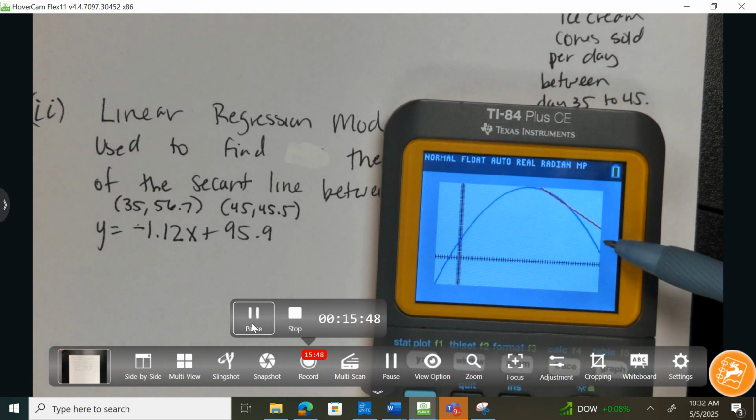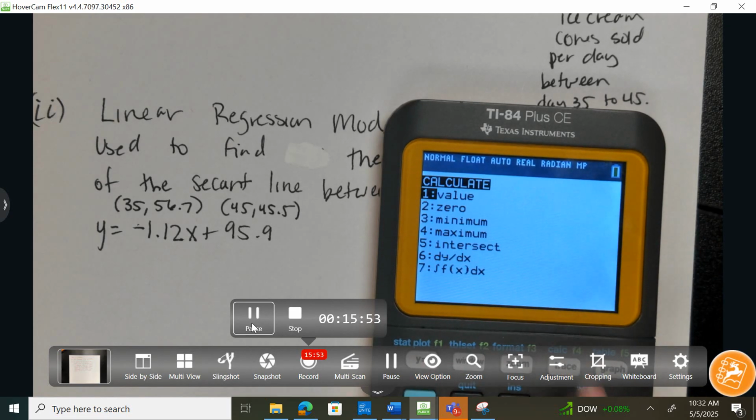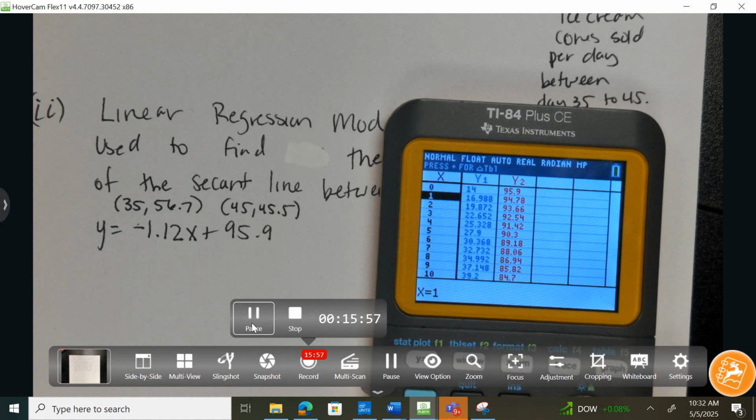So I'm looking at the red line, and I want to know when I go to 40, what is the output value for the red line? So I'm going to go second trace. Oops, sorry, I'm going to go up to table, actually. I think that'll be even easier. And I'm going to go all the way down to 40. And when I get to 40, I want to look at that red line.